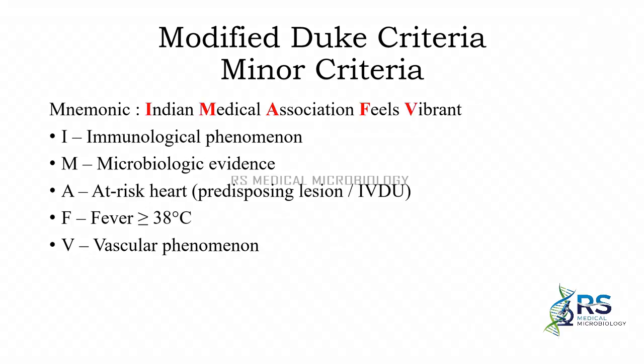Then you have the minor criteria. Again, just like last time in our bloodstream infections, we'll go by our own mnemonic. The mnemonic I have coined is Indian Medical Association feels vibrant. So I is for immunological phenomena, M for microbiological evidence, A for at-risk heart, F for fever, and V for vascular phenomena. Let's see one by one.